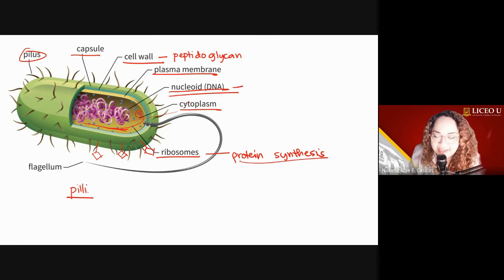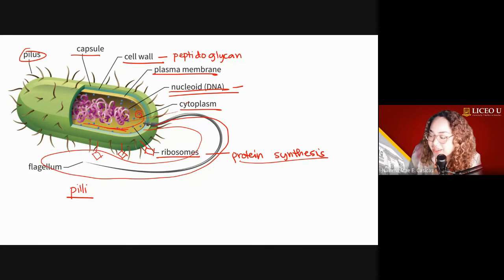Your pilus, it is used for adhesion. Stick together, like if it wants to stick to your cell, it can do that. And also a little bit for mobility, for movement. And then sometimes your bacteria cell would have a flagellum. So what is the flagellum for? It's for movement, for mobility.